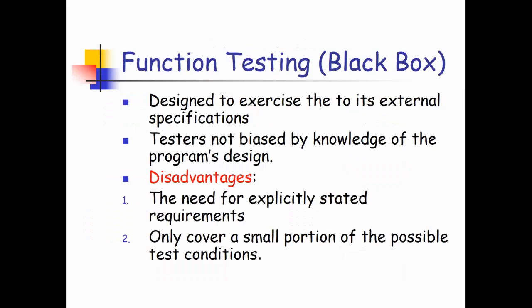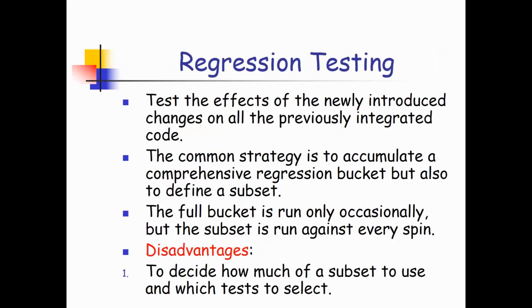Function testing, black box, is designed to exercise the program to its external specification. Testers are not biased by knowledge of the program design. The need for explicit stated requirements: it only covers a small portion of the possible test conditions.